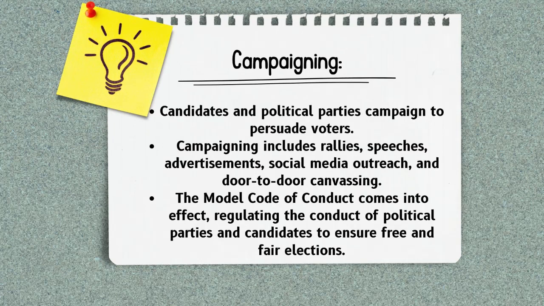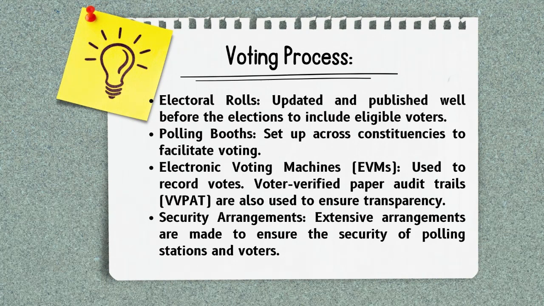Number 4. Campaigning. Candidates and political parties campaign to persuade voters. Campaigning includes rallies, speeches, advertisements, social media outreach and door-to-door canvassing. The Model Code of Conduct comes into effect, regulating the conduct of political parties and candidates to ensure free and fair elections. Number 5. The voting process.